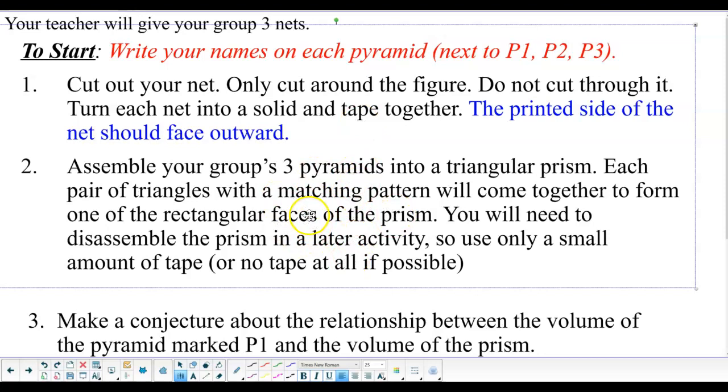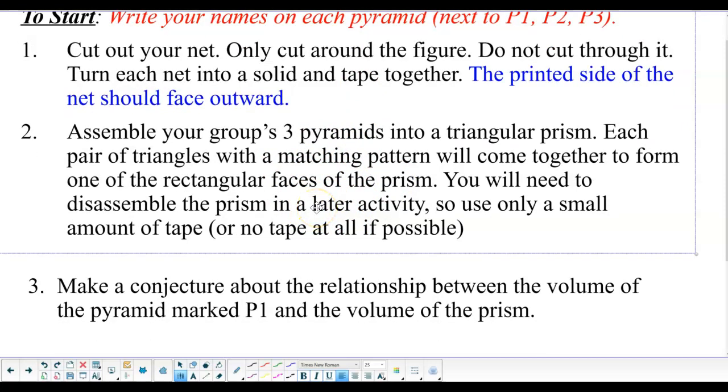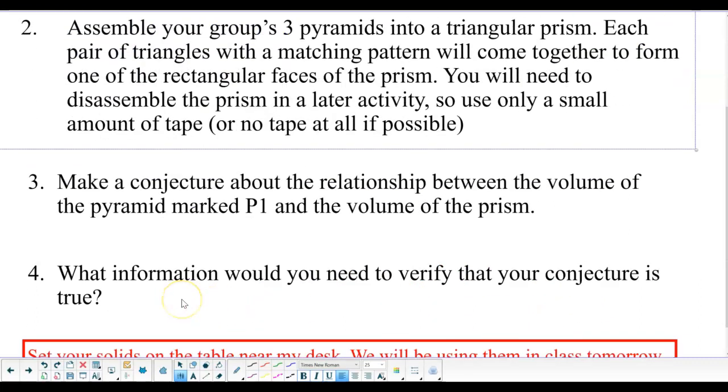Once you have your final, that big solid put together, we want you to make a conjecture. So this would be question number 3. Make a conjecture about the relationship between the volume of the pyramid, marked P1, and the volume of the prism. So you're comparing the shape P1 to the big shape of all three put together? And then what information would you need to verify that your conjecture is true?